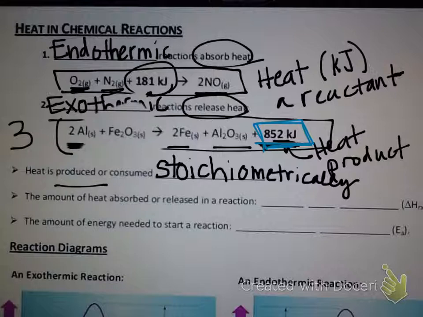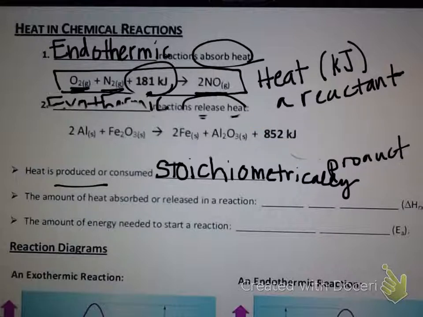So instead of 2 aluminums and 1 iron(III) oxide, I have 6 aluminums and 3 iron(III) oxides. If I triple the reaction, I triple the amount of heat produced. That's what it means to be stoichiometric. It's balanced according to the proportions of the balanced chemical equation. So heat is quantitative according to a balanced chemical equation.